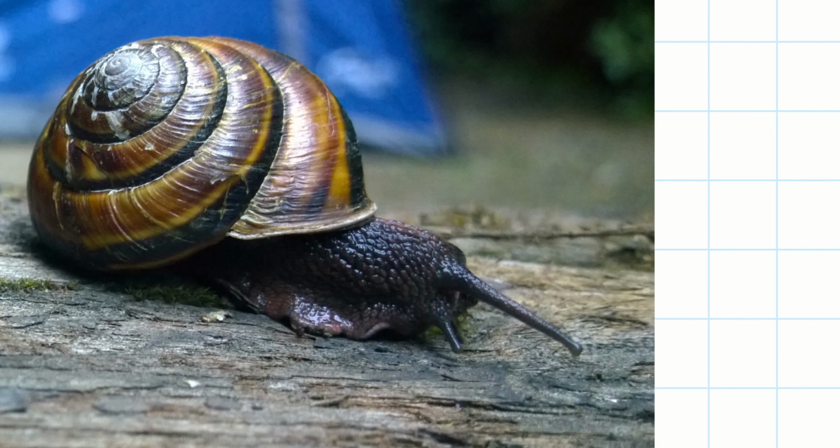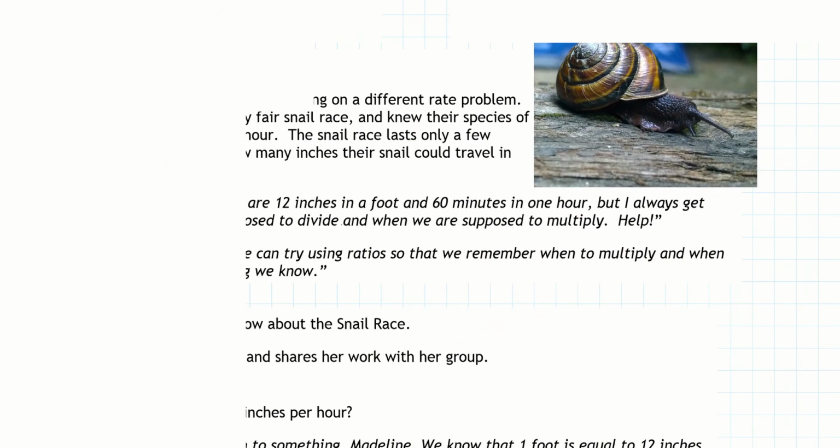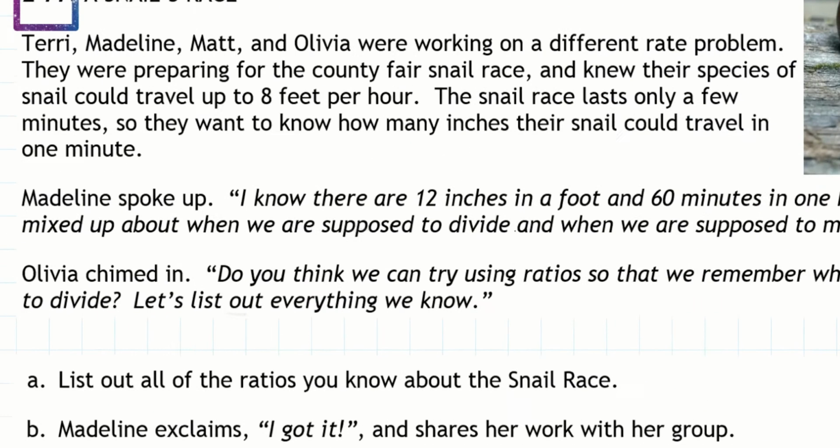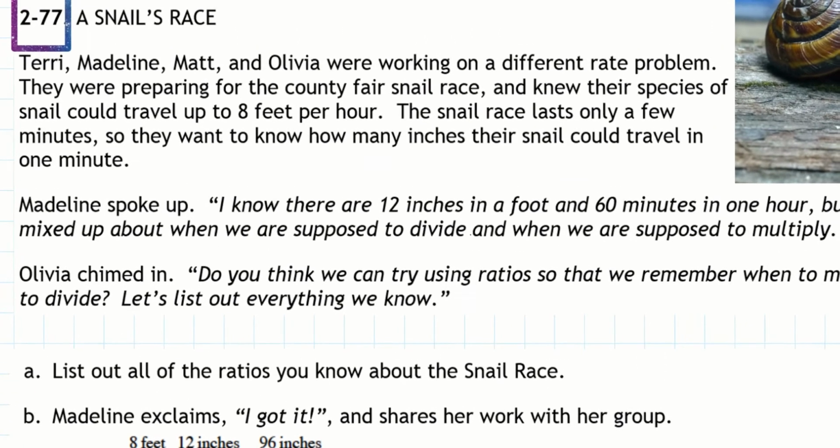This is the snail that I saw. Actually, it was 4 years ago now. So if I went back, it would be just Turbo's descendants. But I have this picture here because this next problem, 77, is called a snail's race. So four students, Terry, Madeline, Matt, and Olivia, were working on different rate problems. They were preparing for the county fair snail race and knew their species of snail could travel a whopping speed of 8 feet per 1 hour.